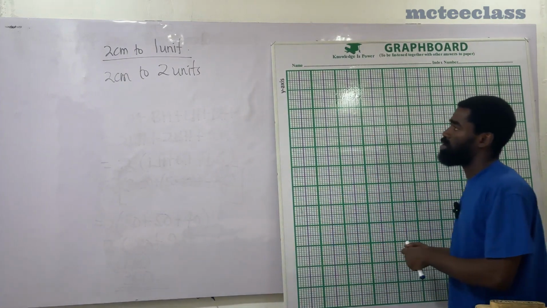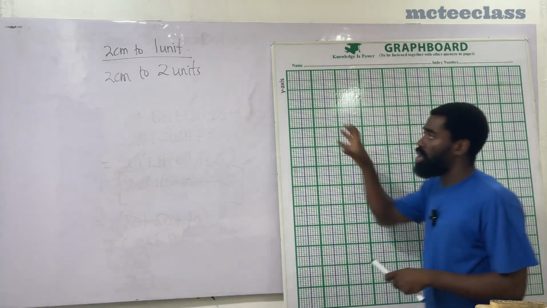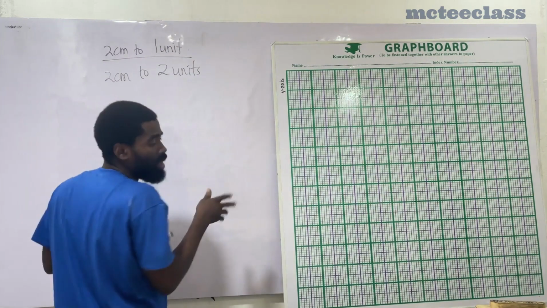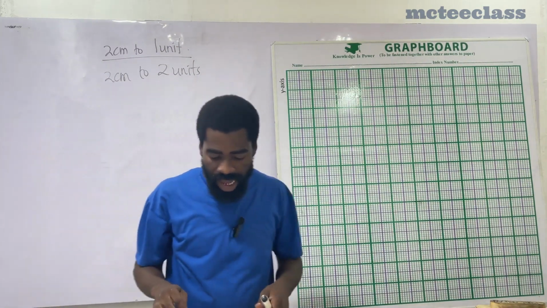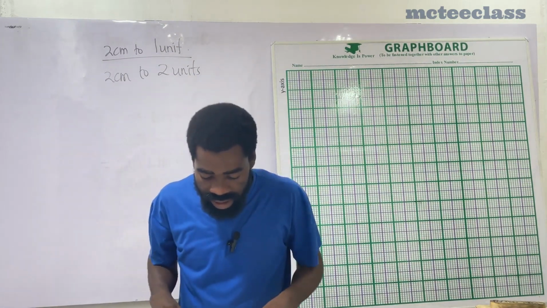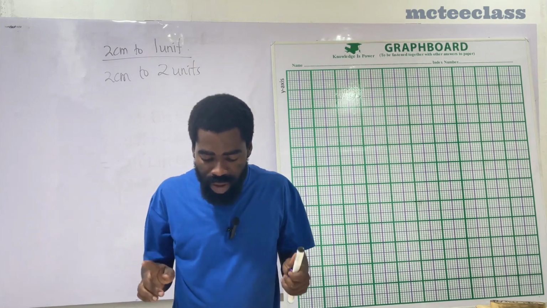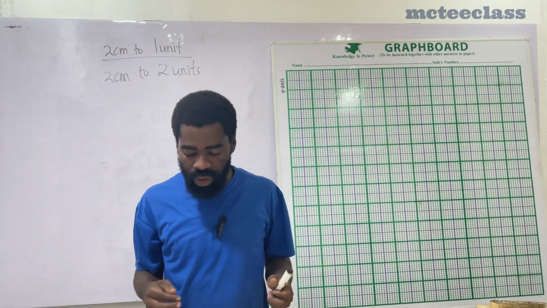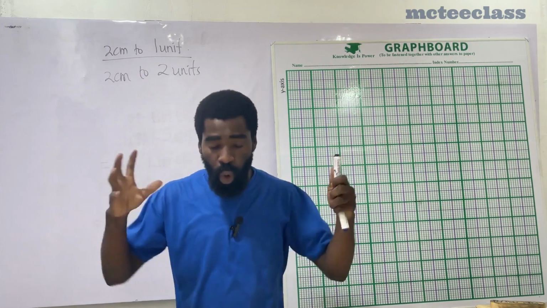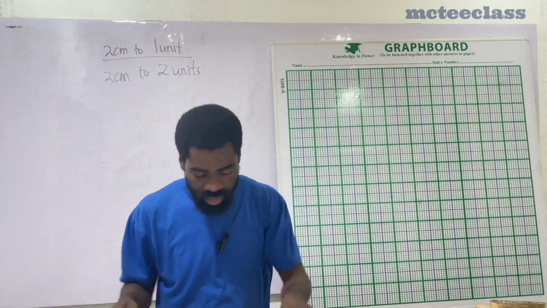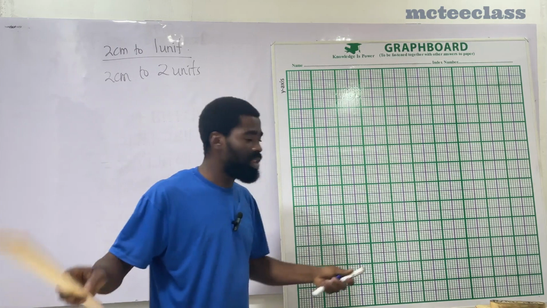Good. So let's continue. Now that we have a little bit of the scaling, let's go into the question and see. 4B: using a scale of 2 centimeters to 1 unit on both axes, draw 2 perpendicular axes, OX and OY, on a graph sheet. So on our graph sheet, let's go and draw.